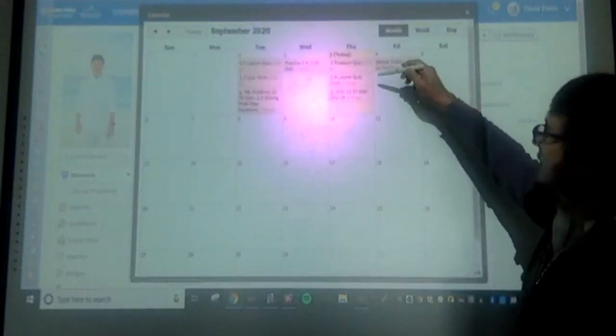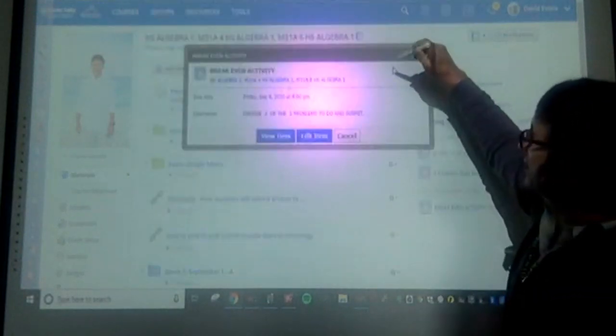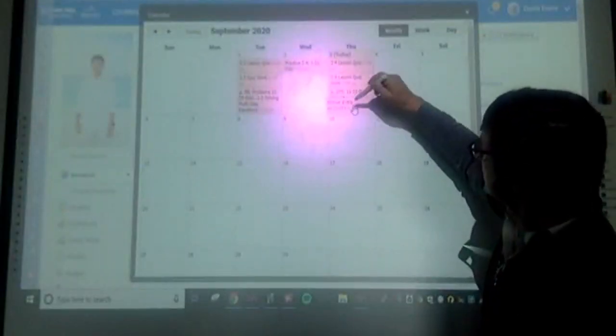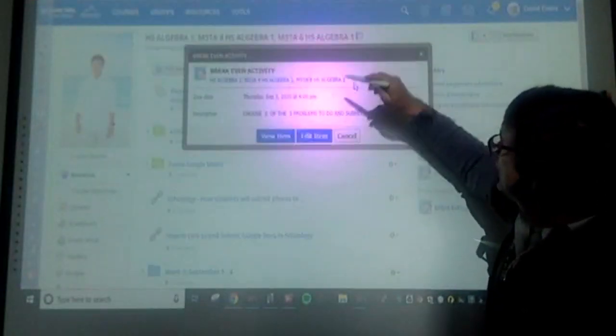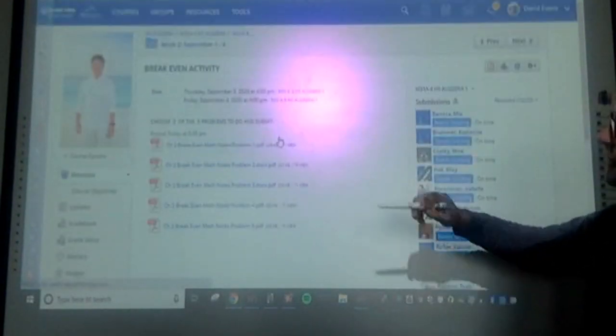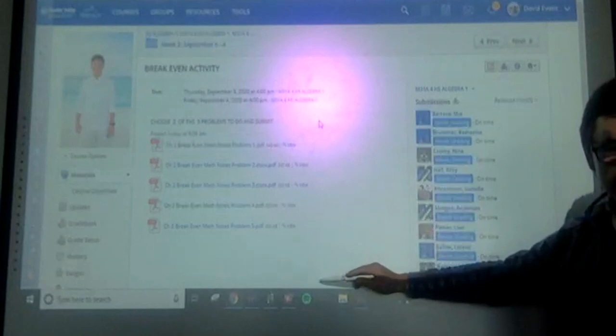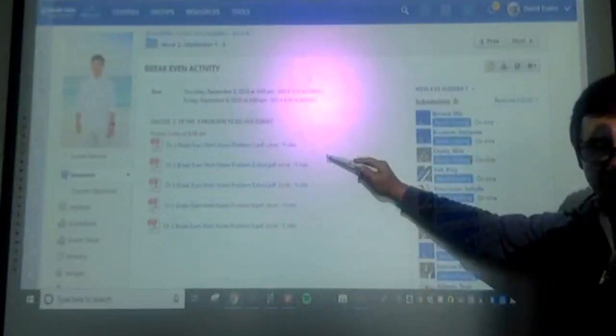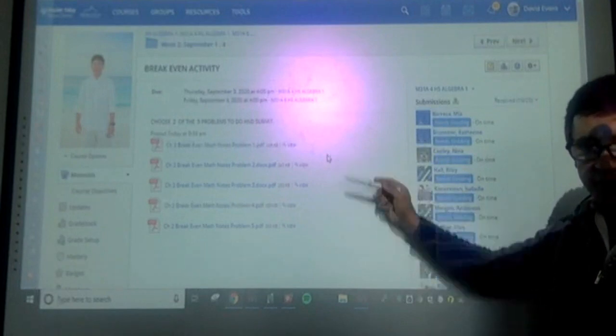So click on the calendar, and then I'm looking at the break-even activity, which is, actually I'll move it over to today. I don't know why I put it on Friday. So click view, and then you're going to pick 2 out of these 5 problems to work on. Okay, and you're going to submit them first. First thing you're going to do.